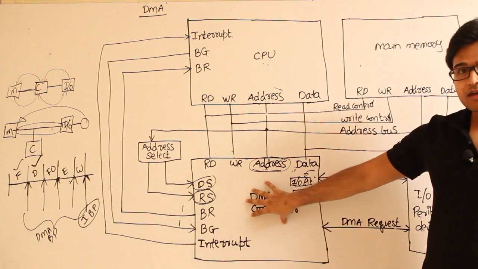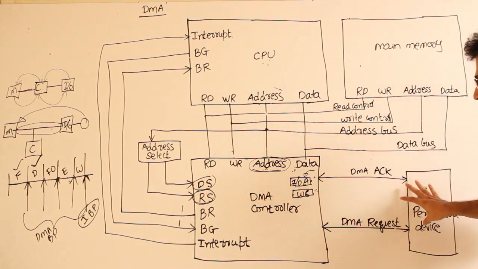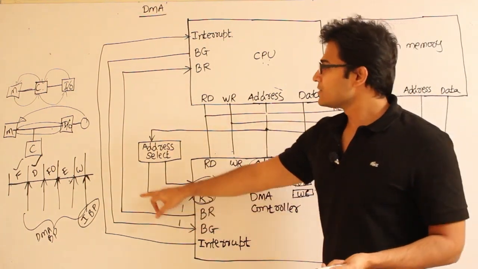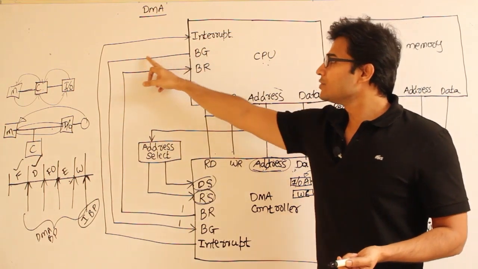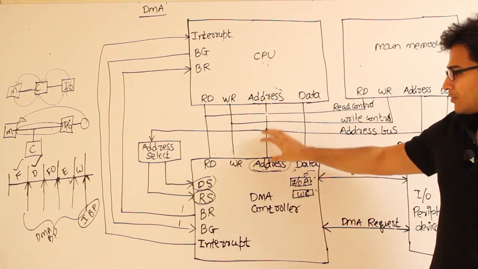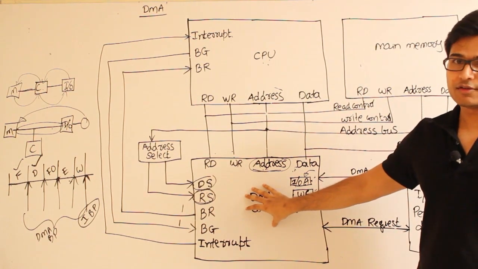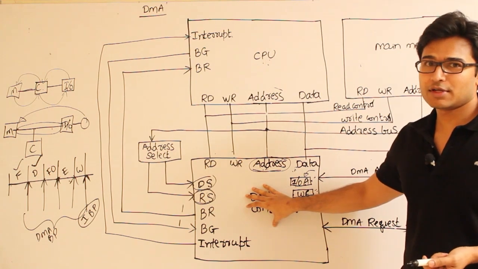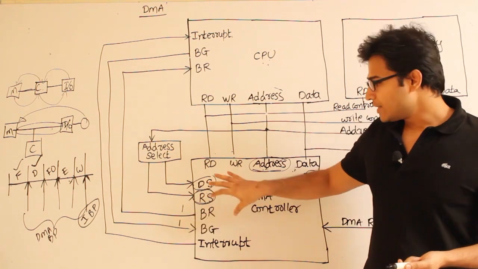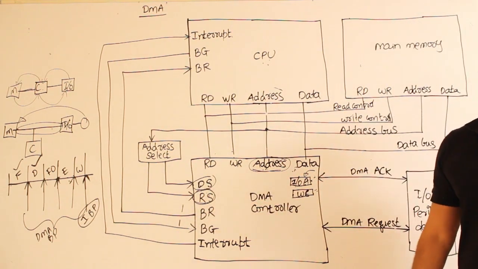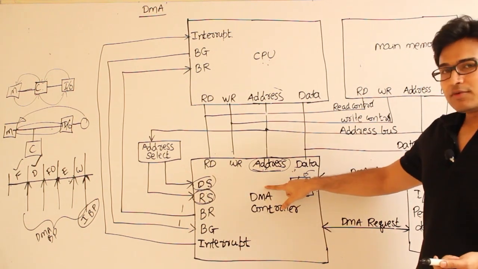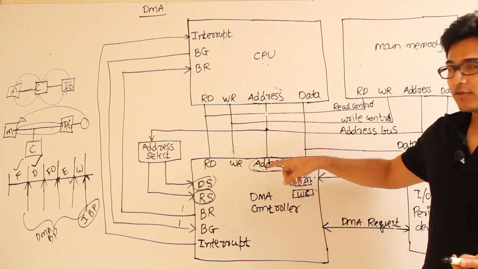And whenever DMA gets the signal that data is ready in the IO device, then DMA will raise the bus request. Now that bus request will go to the CPU, and CPU will give the bus access by giving the bus grant. Now this bus is under the control of the DMA controller. Now how will you know that bus is under the control of the DMA controller? By seeing these two lines. As long as bus grant is 1, it means that bus is granted to the DMA.